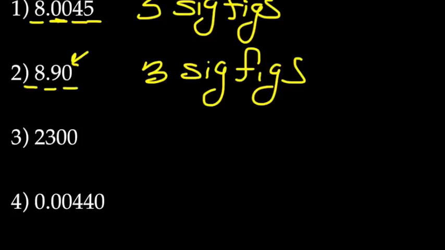Okay. Number 3, the 2 is significant and the 3 is significant. These two zeros here are not significant because they are not between two non-zero digits. They are not before or after a decimal. Okay? So this particular number only has 2 sig figs.